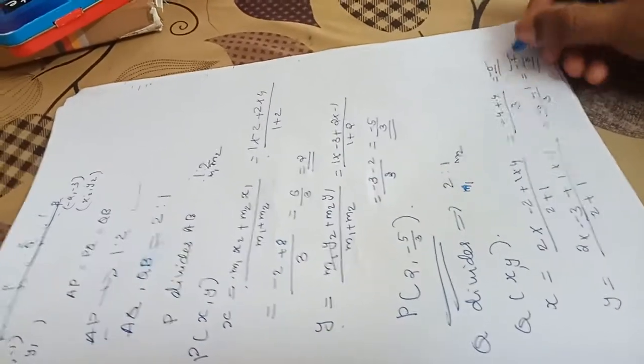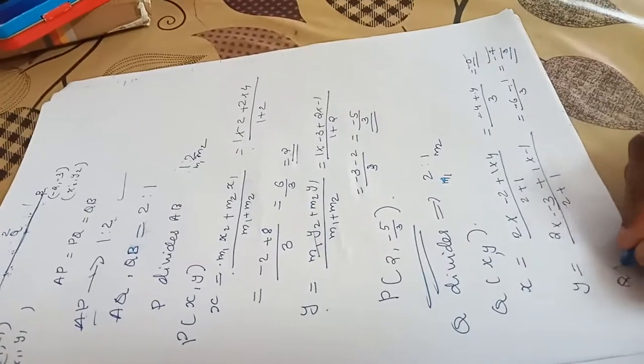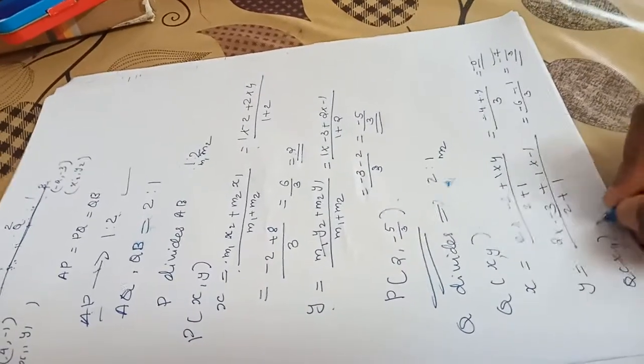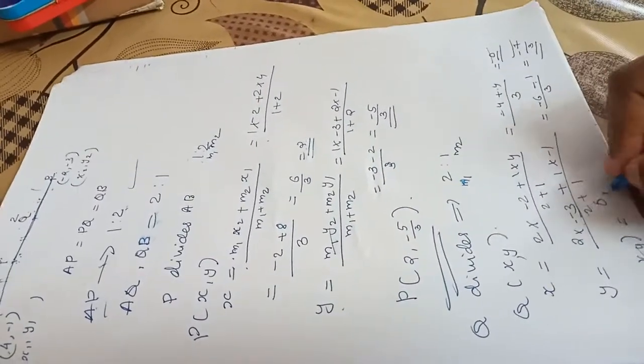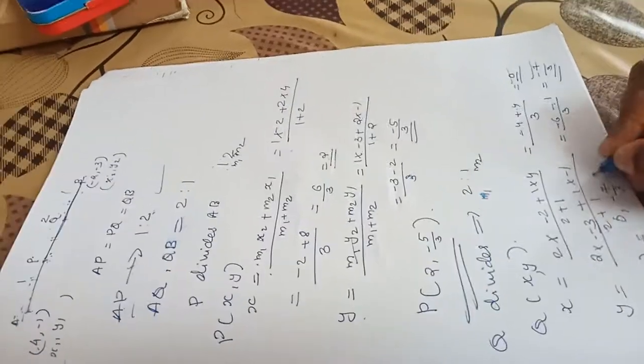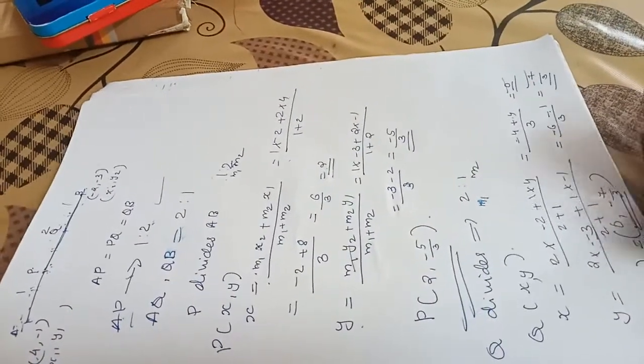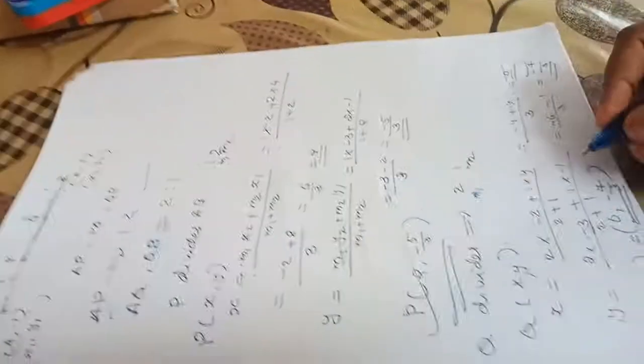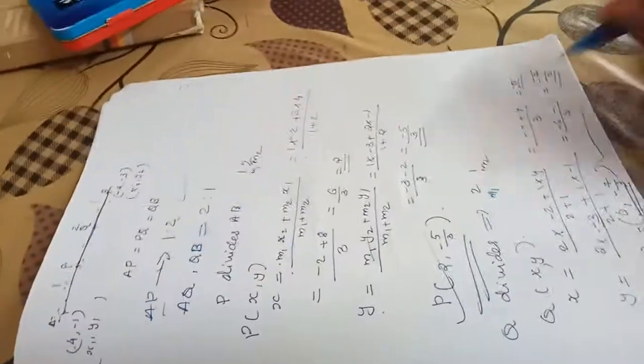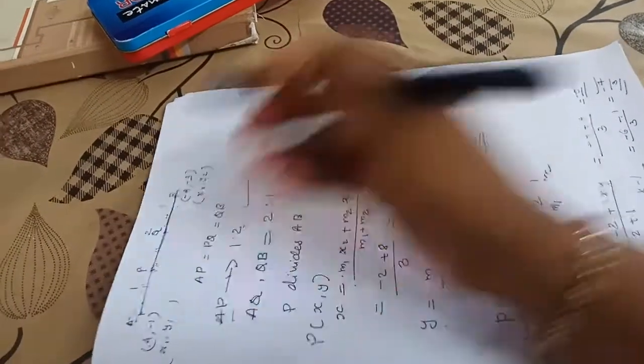So again you got another point. Q of x, y, what is the point? It is (0, minus 7 by 3). So these two are the required points. This is one and this is the other one. P is this one, Q is this one.